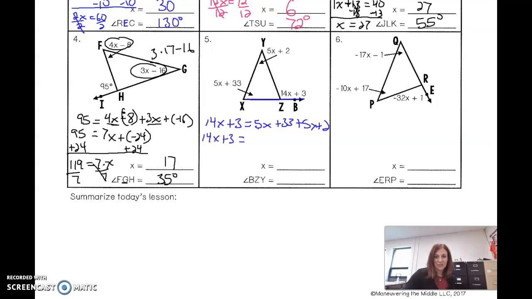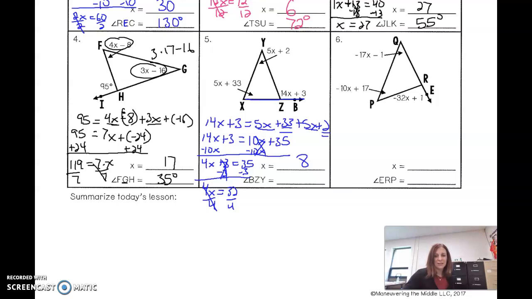14x plus 3 equals, if I have 5x's and 5x's, that's 10x's. 33 plus 2 is 35. Now I'm going to subtract 10x from each side. That leaves me with 4x, because 14 minus 10 is 4, plus 3 equals, those 10's cancel out, 35. Now I'm going to subtract 3 from each side, and I know I'm squeezing it in, I'm sorry. I'm left with 4x equals, because that cancels, 32. Divide both sides by 4. 32 divided by 4 is 8, so x equals 8.